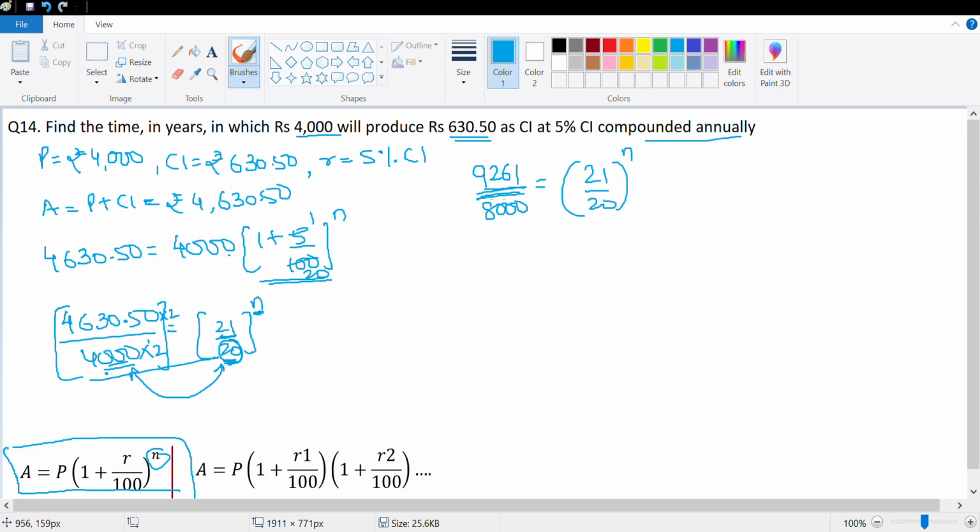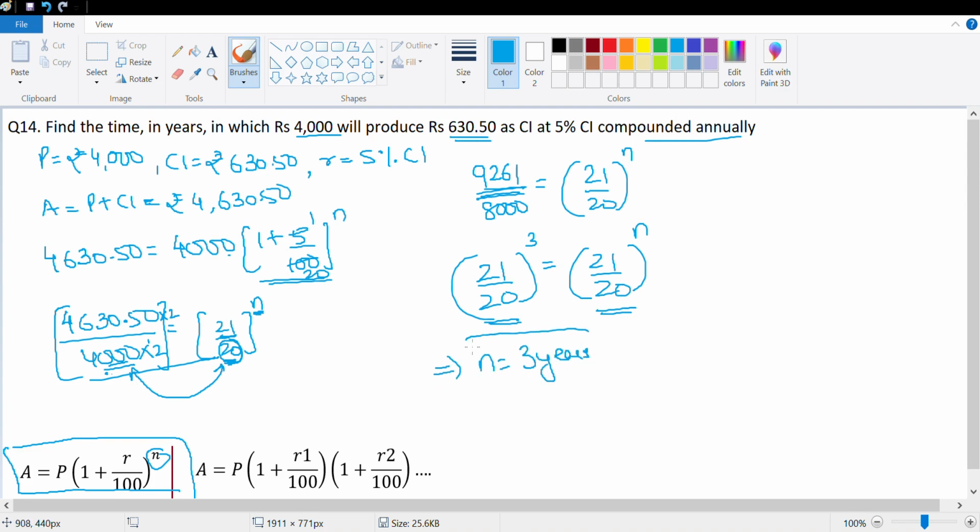If you remember 21 cube, that's 9261. So 21 upon 20 cube is equal to 21 upon 20 raised to the power n. That's exactly what our objective was, to make the bases equal. Now that our bases are equal, we can equate the power, which means n is equal to 3 years. The only trick or logic in this question is you need to make the bases equal. That's the property we learned in our chapter indices. So if you make the bases equal, then you can equate the powers.